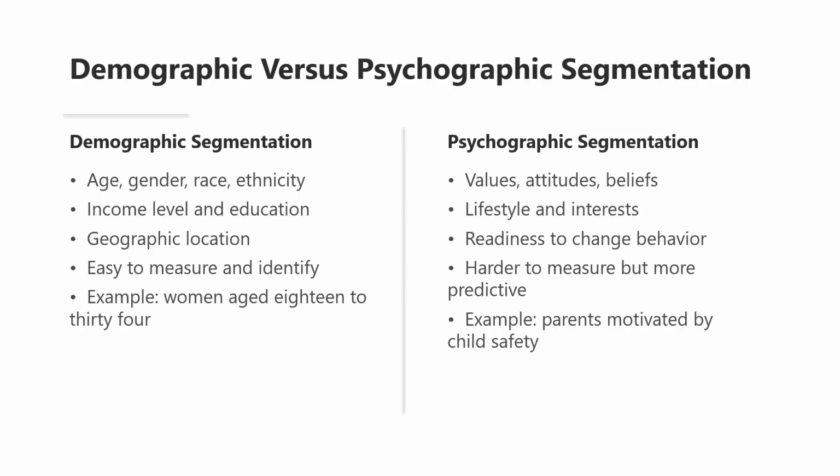For instance, instead of targeting all parents, you might specifically target parents who are motivated by child safety concerns and are in the contemplation stage for getting their children vaccinated. Psychographic data is harder to collect because it requires surveys with attitudinal questions, focus groups, or in-depth interviews. However, it is far more predictive of actual behavior change.